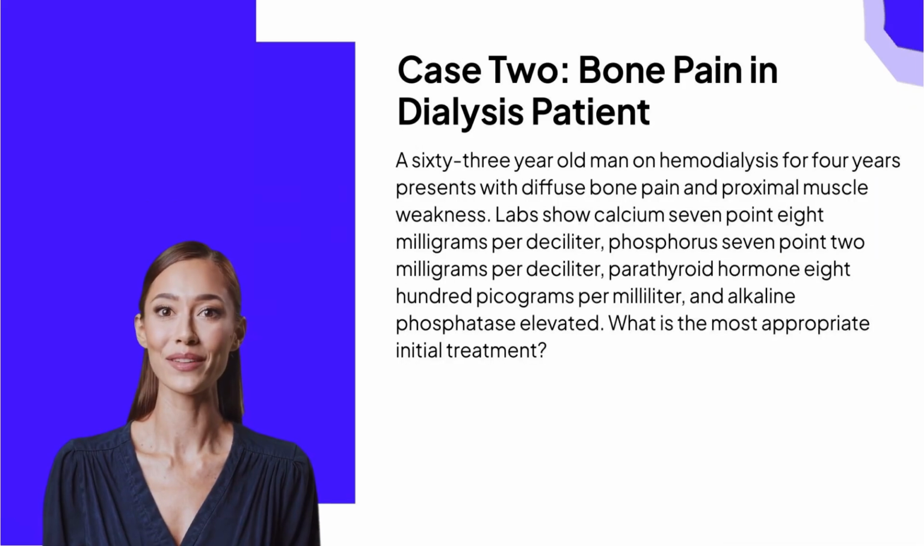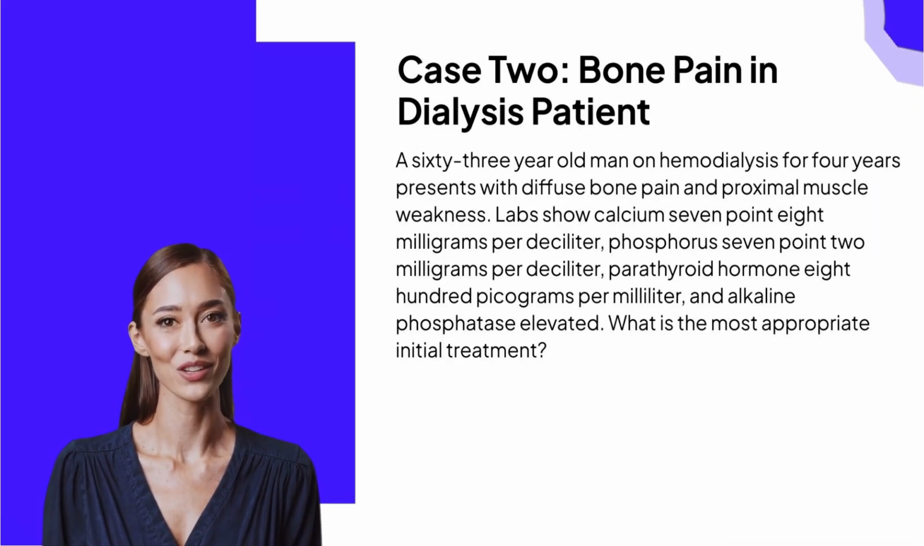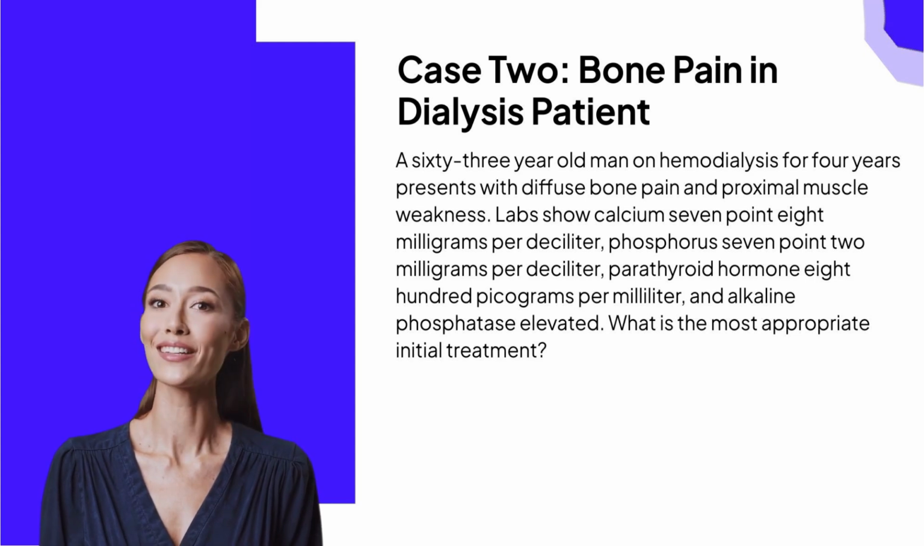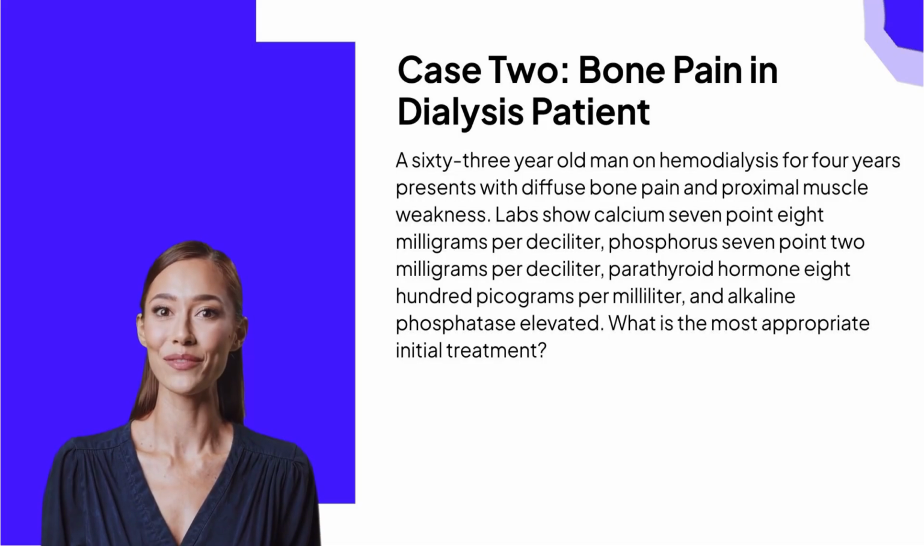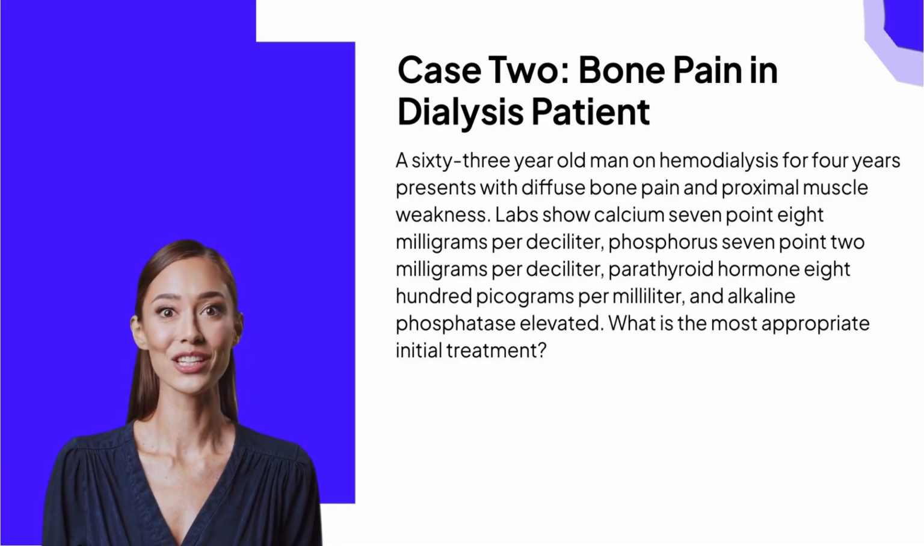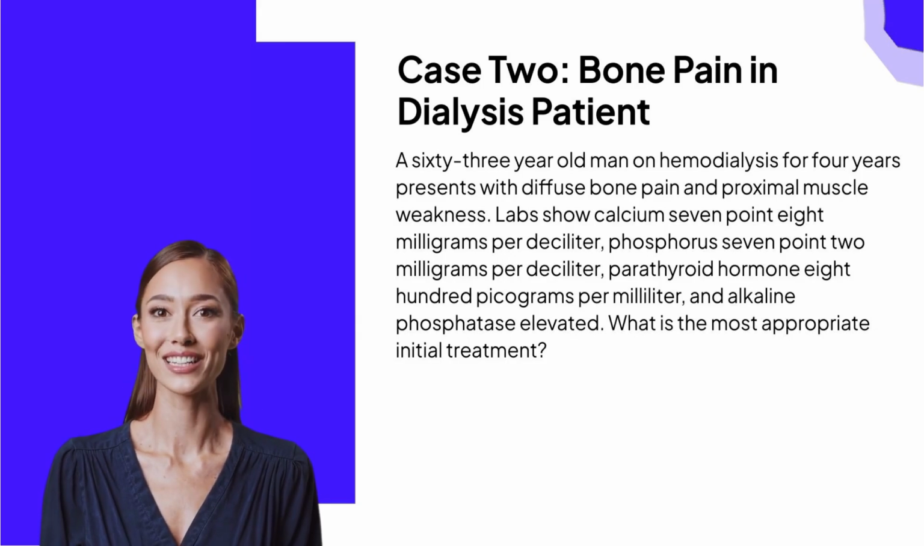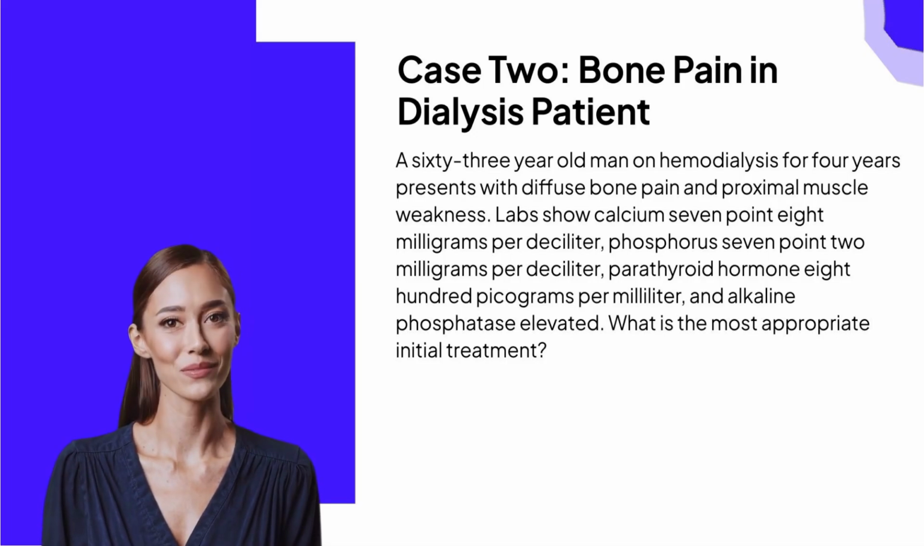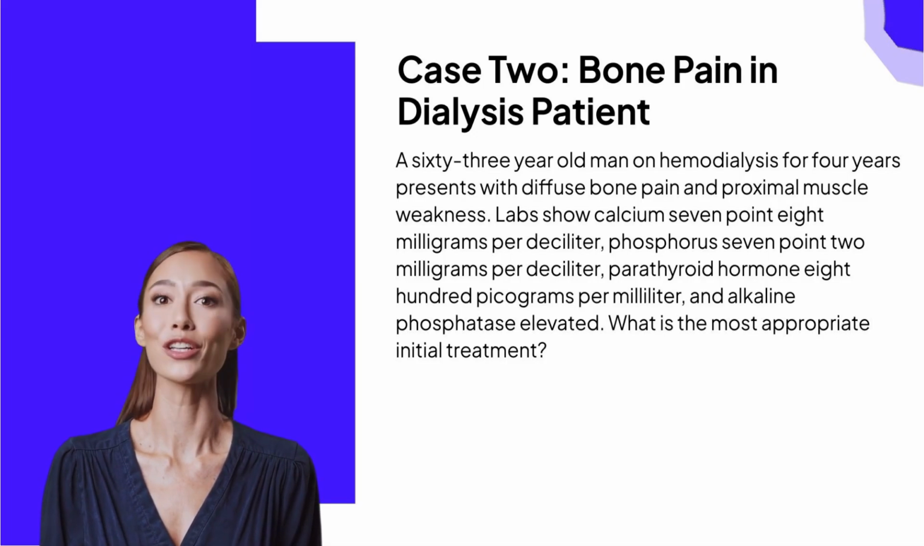Case 2. A 63-year-old man has been on hemodialysis for 4 years. He presents with diffuse bone pain and proximal muscle weakness. His labs show calcium 7.8, low, phosphorus 7.2, high, PTH 800, very high, and alkaline phosphatase elevated. The question, what is the most appropriate initial treatment?